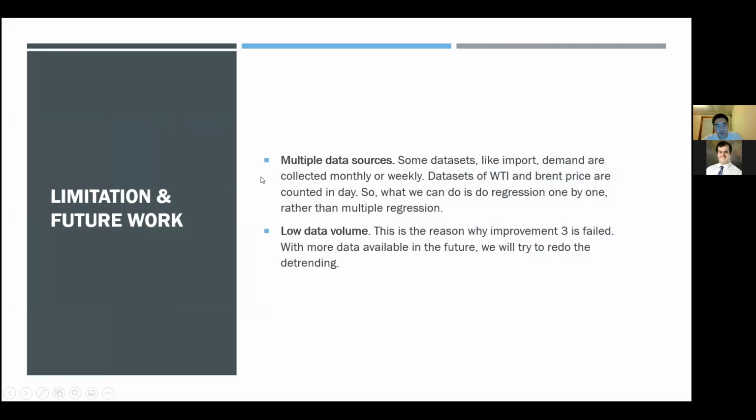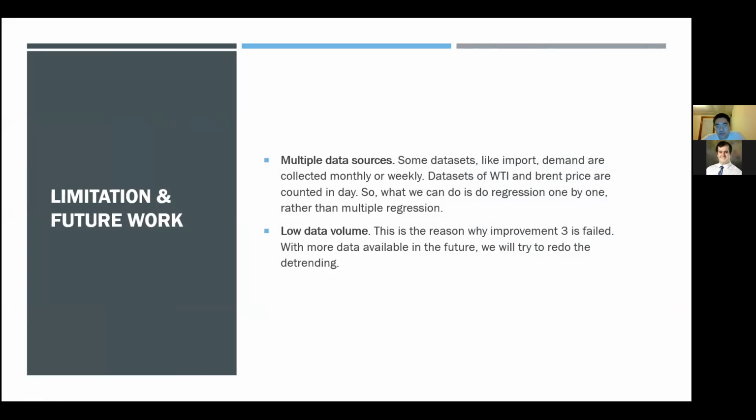There are two limitations in our work. The first is the multiple data sources. It caused inconsistency in our data set, because initially we wanted to do multiple regression.